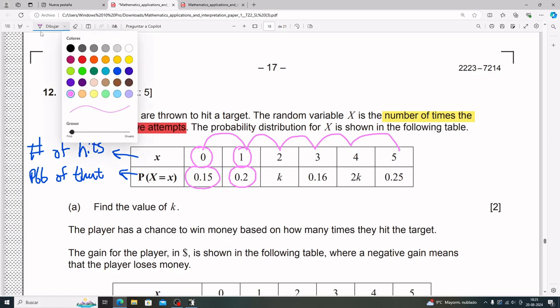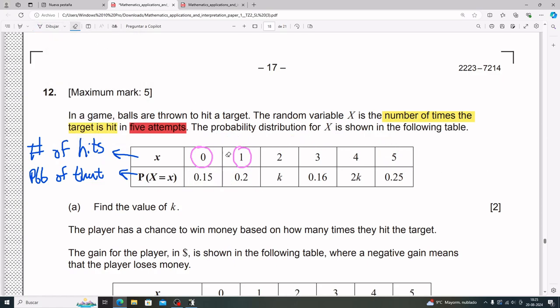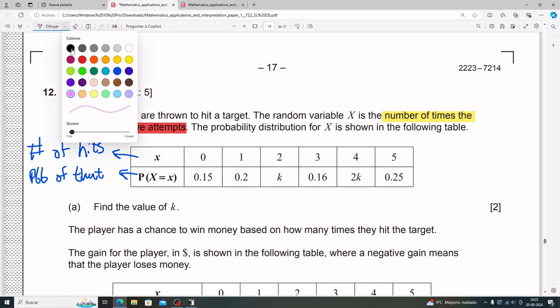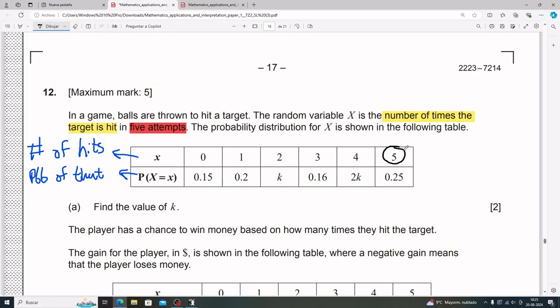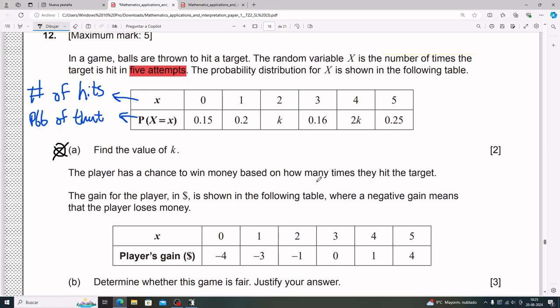on the bottom. Just to further finish explaining what's going on here, the probability that you landed 5 times, so 5 out of 5 basically, is 25%. The probability that you land 4 out of 5 is 2k. The probability that you land 3 out of 5 is 0.16. Okay? So that is what's happening. And for part A, all you need to do is find the value of k. So how the heck do you find the value of k from here?